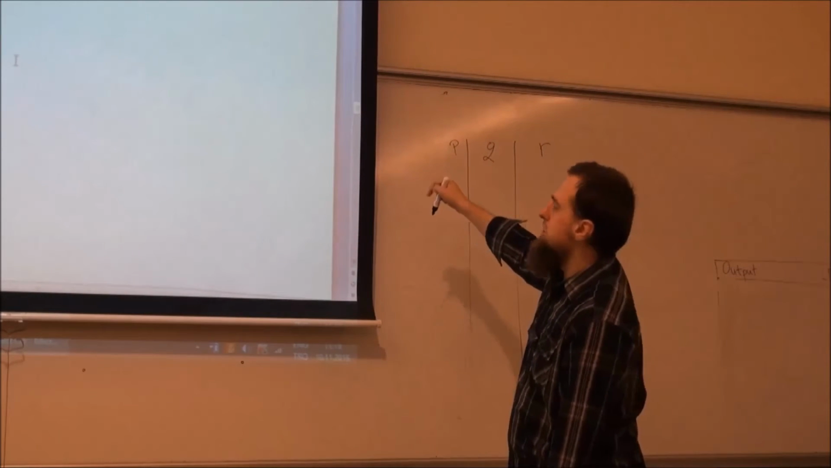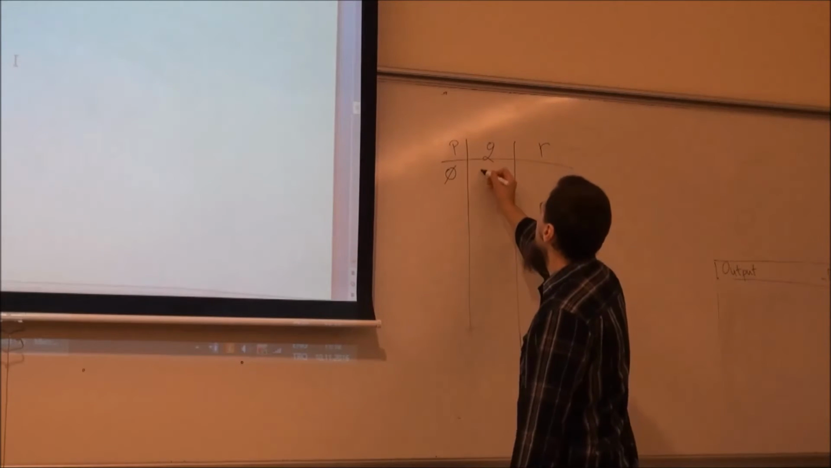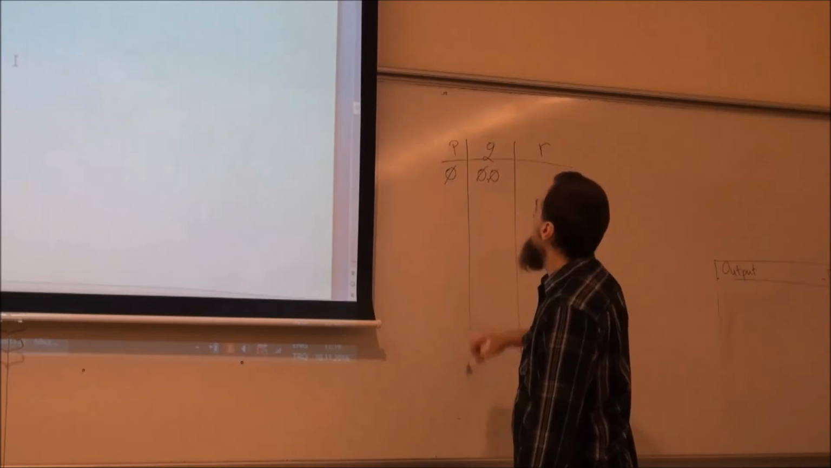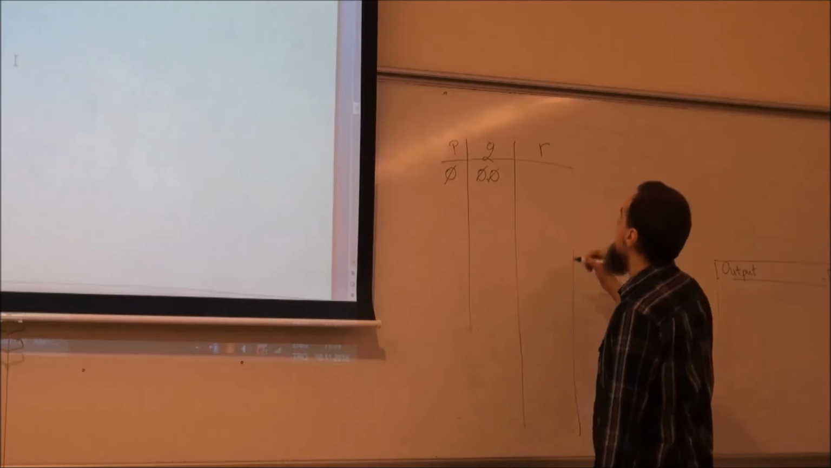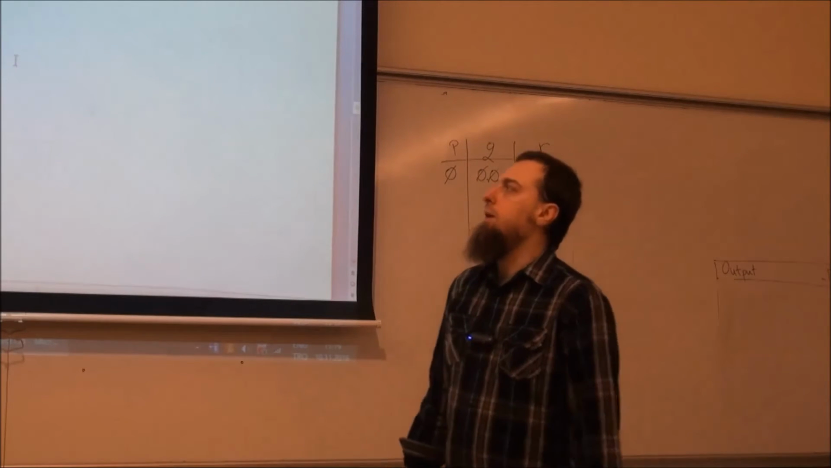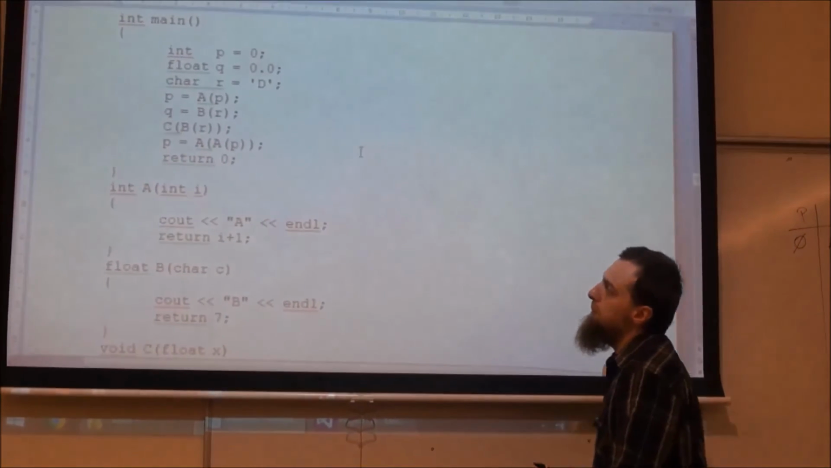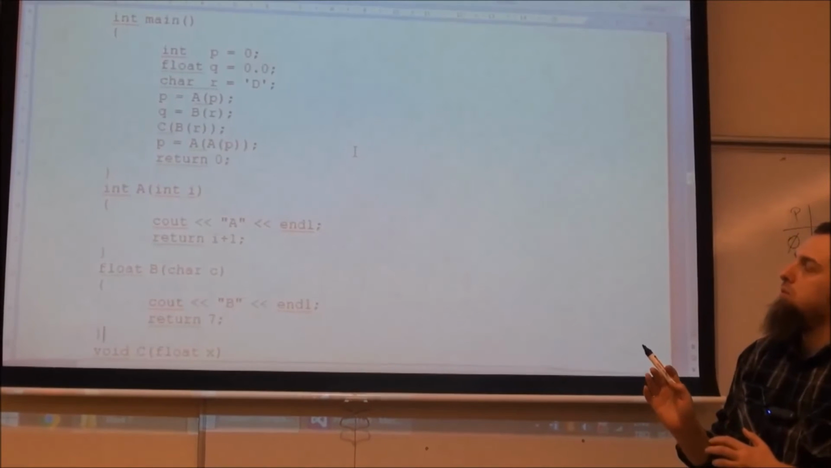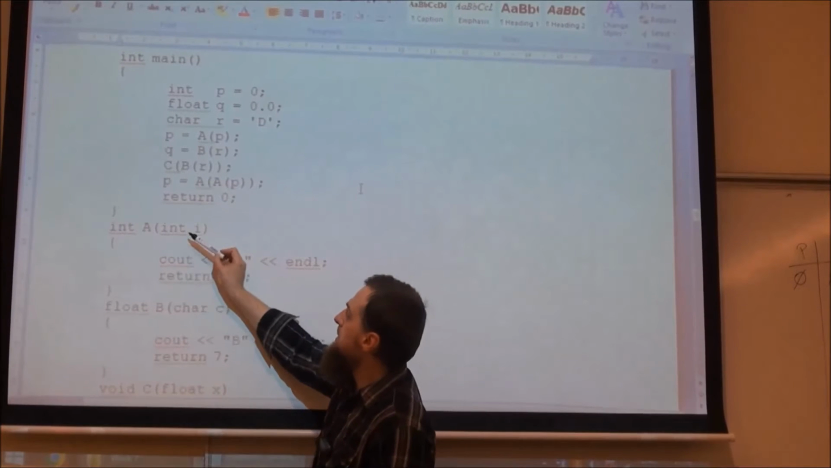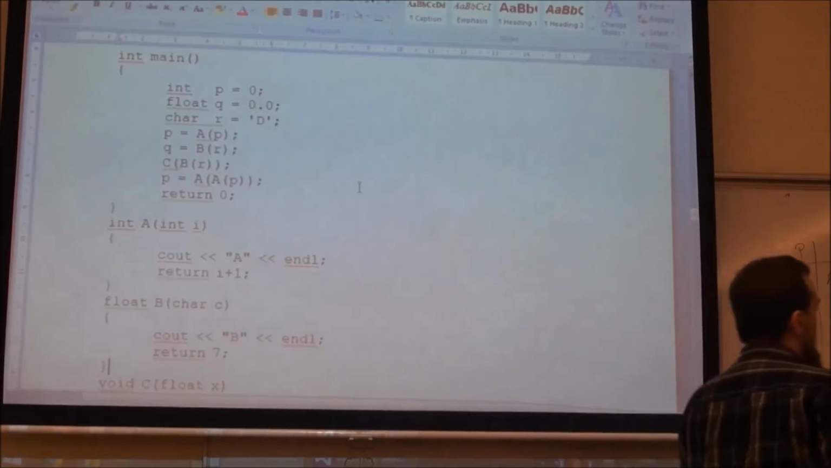P is an integer. Initially, its value is 0. Q is a float, a decimal number. It's 0.0 initially. And we have a character, R. R is a char. Okay. Now we are here. We should execute the fourth command from main. P is equal to, we are calling the function A of P. Let's see, A takes an integer. This integer is going to be P. So we are calling this function.